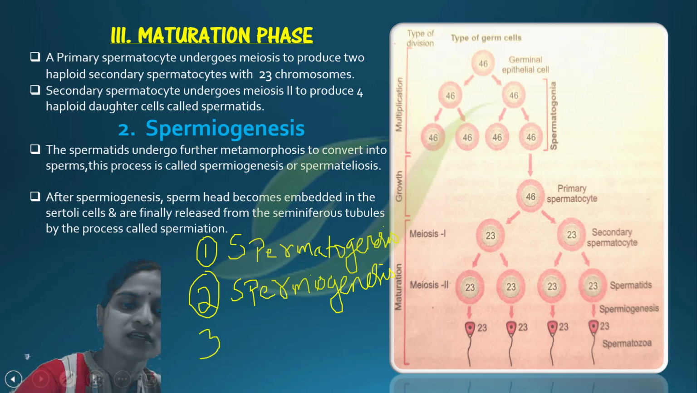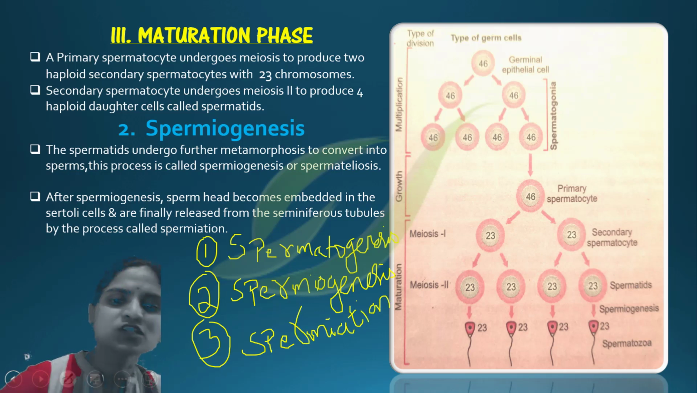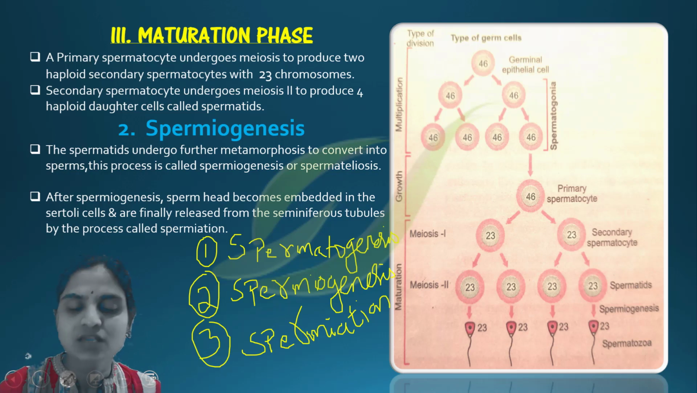And the third one is spermiation. You should be more careful with these three definitions. Spermiation means the releasing of sperms from the Sertoli cells. Releasing of sperms from the Sertoli cells is called spermiation.